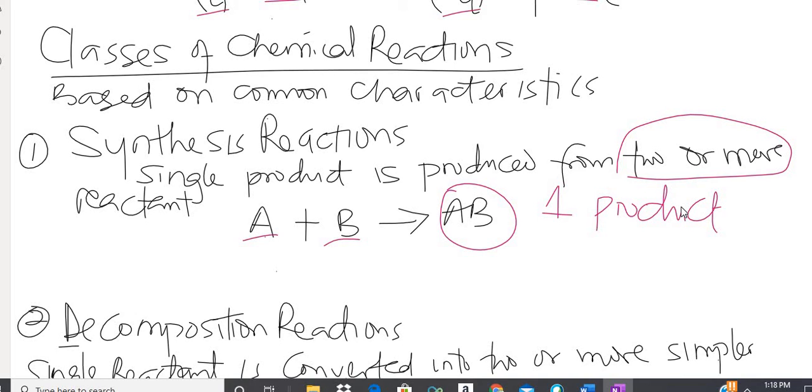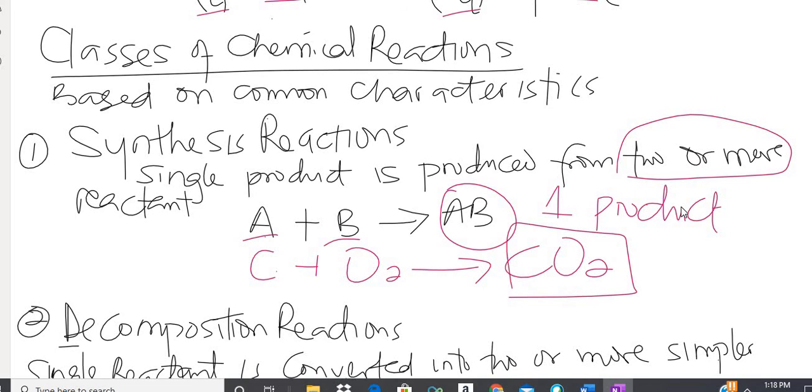So we can say, for example, carbon plus oxygen is producing CO2 gas. So our product is CO2, and it is only one.